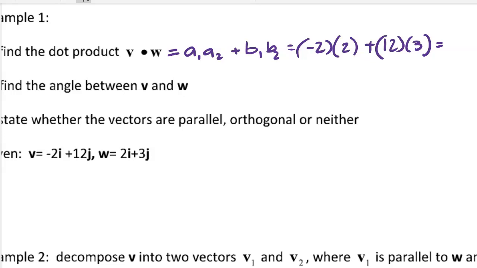Remember, the dot product is not a vector, so that's why you're going to see one number only. 32 final? Someone confirm that for me? Perfect. Box it up.